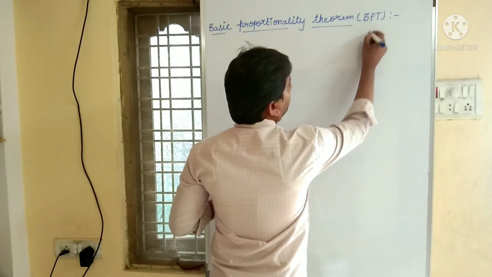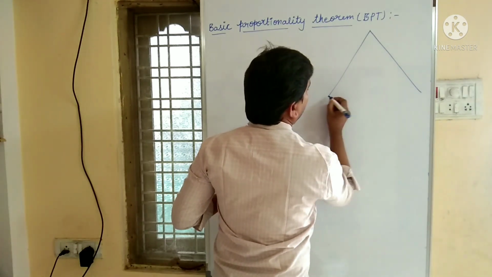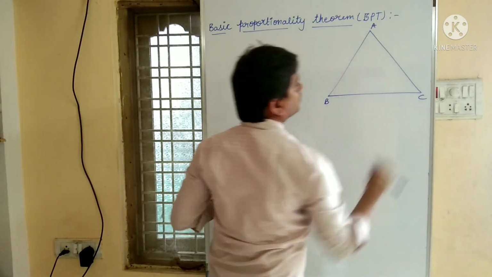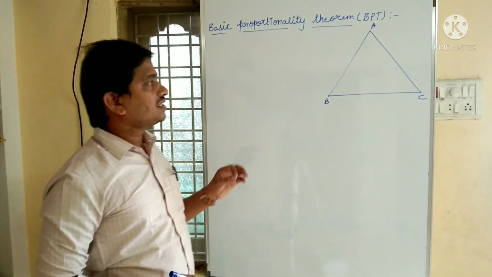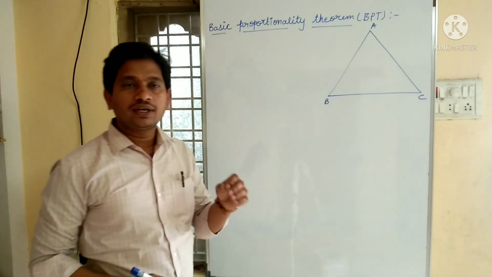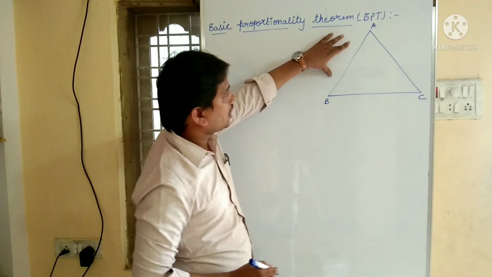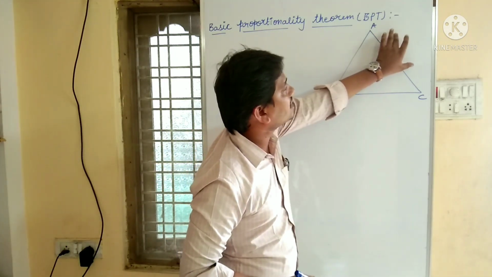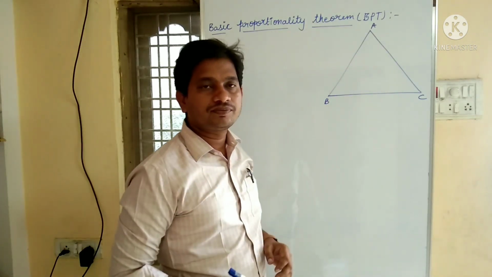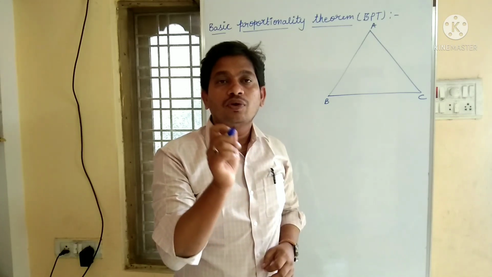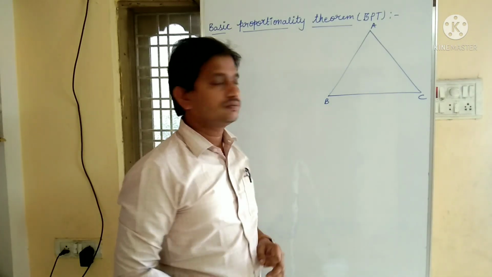Consider a triangle ABC. ABC is a triangle. As we know, a triangle has three sides. Here we have AB, BC and CA. Three sides. If a line is drawn parallel to one side of a triangle.